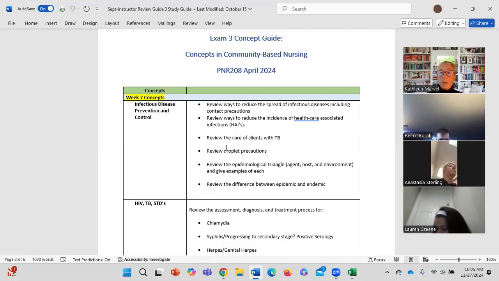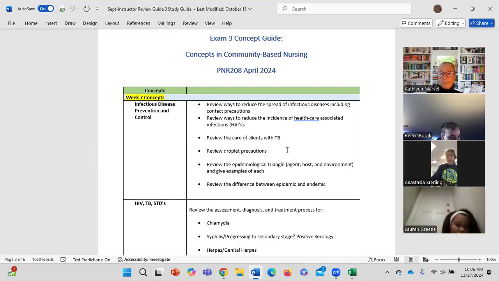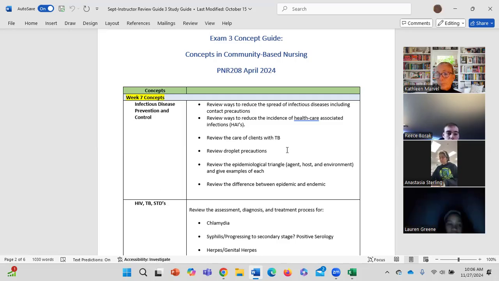So here you need to be reviewing what are contact precautions. Down here, what are droplet precautions? What are contact precautions? This is your review. Mask, gloves, gowns, goggles if needed. What are droplet precautions? Mask, eyewear.